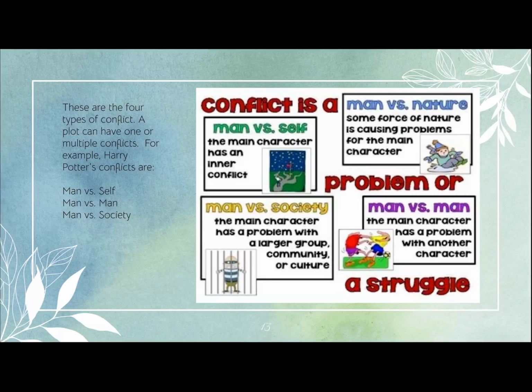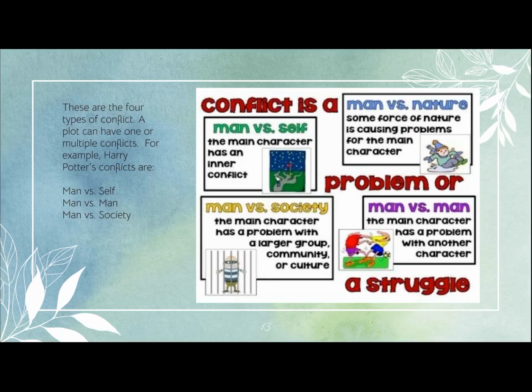Okay? So the person is in conflict with this bigger outside force. And then person versus person. The main character has a problem with another character. Two characters struggling against each other. So those are the four types. Harry Potter's conflicts in the Harry Potter series are man versus self, right? As he tries to figure out who he is as a human being. Man versus man. He definitely is fighting with Voldemort. So it's Harry versus Voldemort. It's Harry versus Draco Malfoy. Okay, for example. So that's two people fighting against each other.